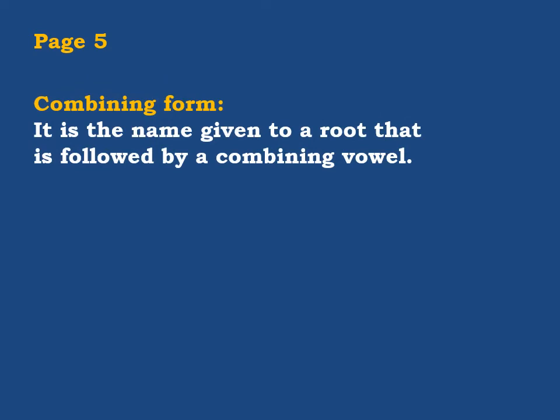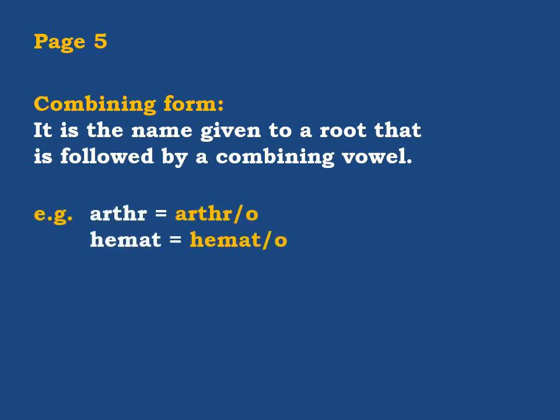Now, let's talk about the combining form. The combining form means the name given to a root that is followed by a combining vowel. Because you remember when we talked about the combining vowel, we said that it is the vowel O added to the end of the root. So when we add the vowel O to the end of the root, this combination is called combining form. And this is how we write it.